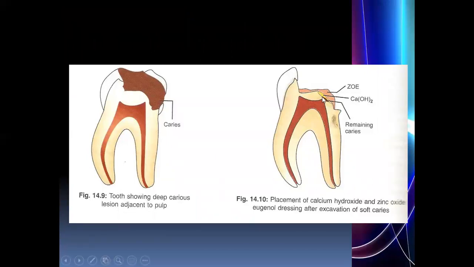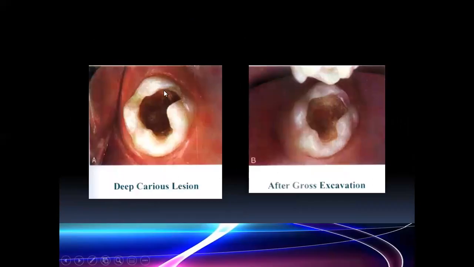Remove all the soft residual debris, place a layer of protective base and a permanent restorative material. So we have to place the calcium hydroxide in the deepest portion of the cavity. Over that, base is given, and then a temporary restorative material. So it is a deep caries lesion.